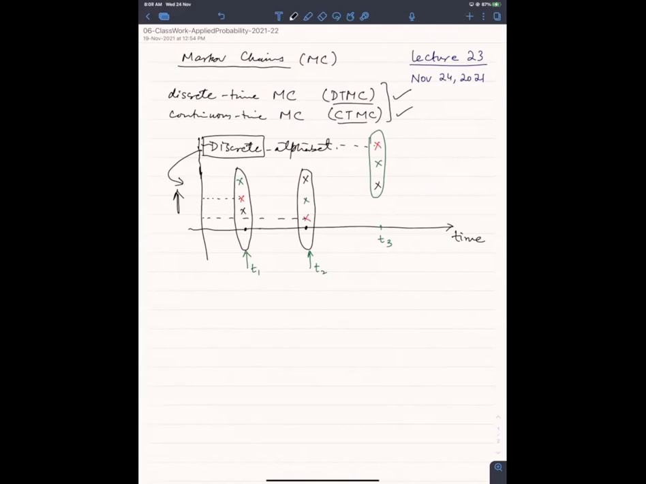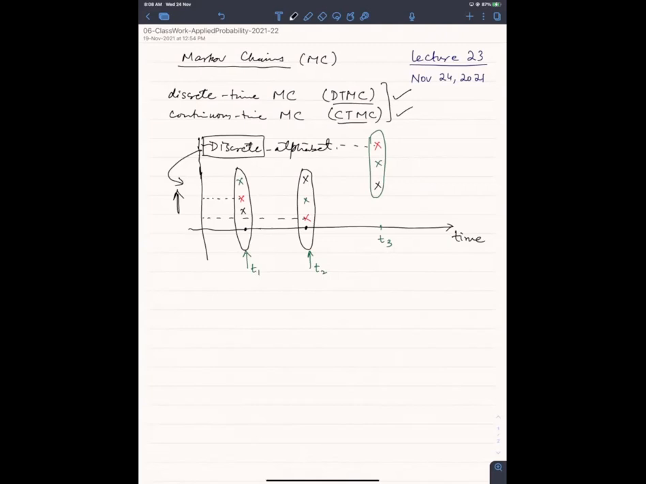सो इनको मैं इंडेक्स कर देता हूं एट सम नंबर्स 1 2 3 4 5, इस तरह से हम इनको नंबर कर देते हैं. ओके, एंड रियली वी डोंट नो what is the actual time between 1 and 2. It could be 1 second, it could be 1 minute, it could be 1 solar year. ठीक है, हमें कुछ पता नहीं है. The only thing we know is that the time is discrete.